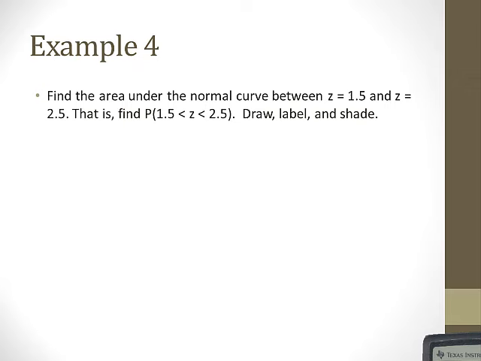So find the area under the normal curve between z equals 1.5 and z equals 2.5. Another way we could have written that is P, the probability that z is in between 1.5 and 2.5. And I'll be honest, we don't really worry about if it's equal to or not. It doesn't really matter. So we're going to draw, label, shade, and compute. Draw, label, shade, compute.